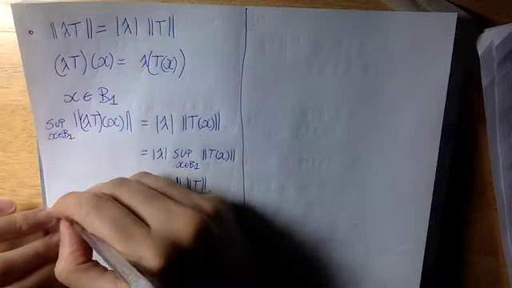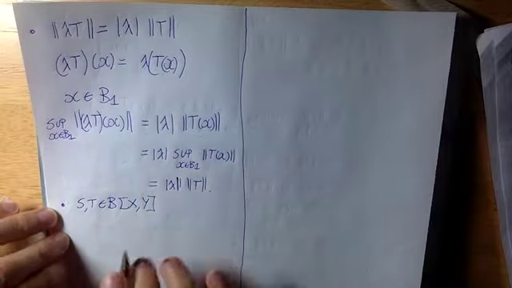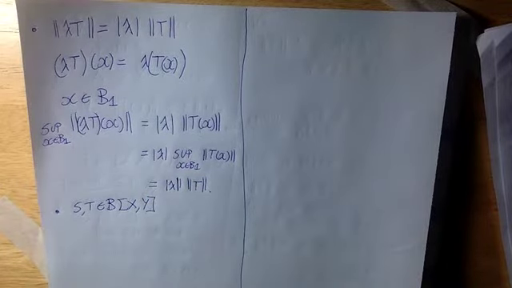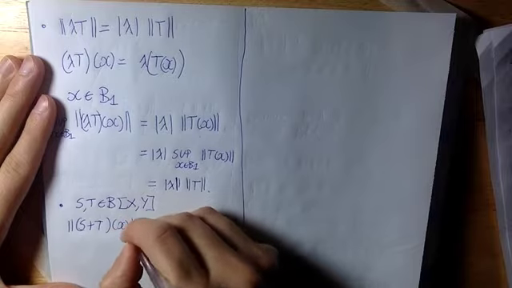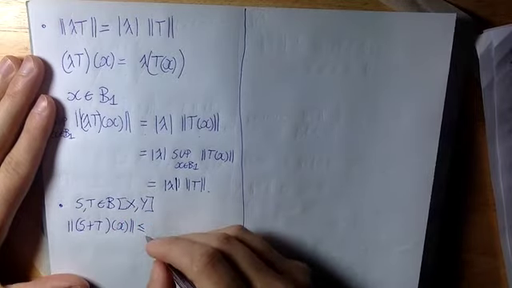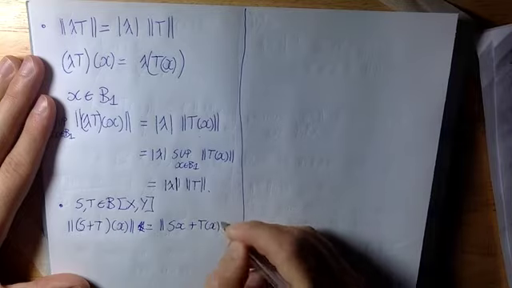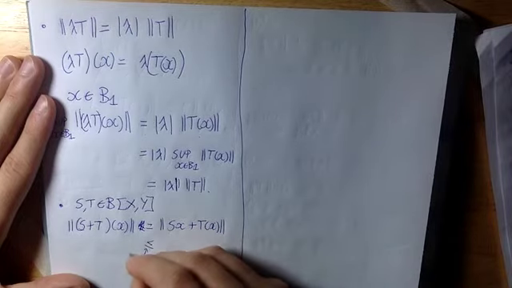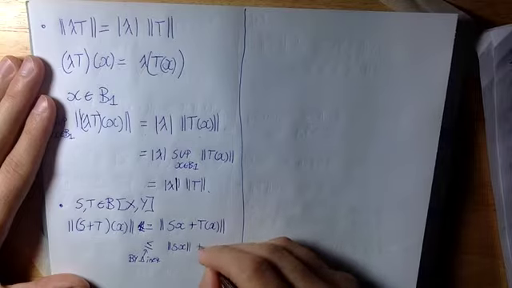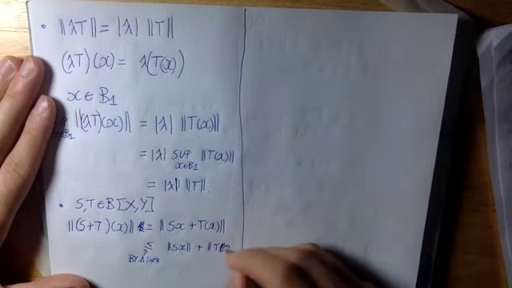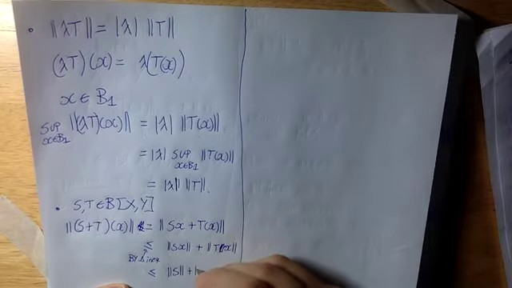Okay, and now the final property is, let's say that we take S and T in the bounded linear functionals, the linear transformations from X to Y. Now, if we take the norm of (S plus T) applied at x, this is equal to the norm of Sx plus Tx, which is less or equal, by the triangle inequality, than the norm of Sx plus the norm of Tx, which is less or equal than the norm of S plus the norm of T applied to x.